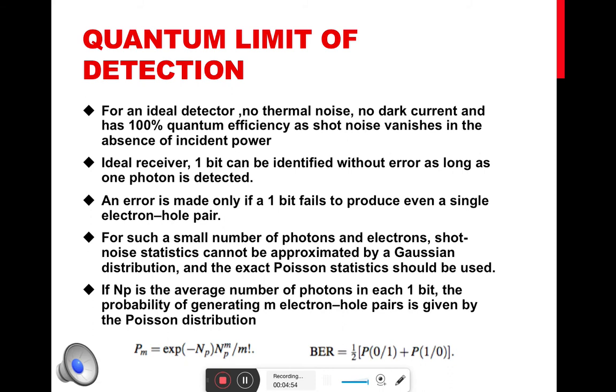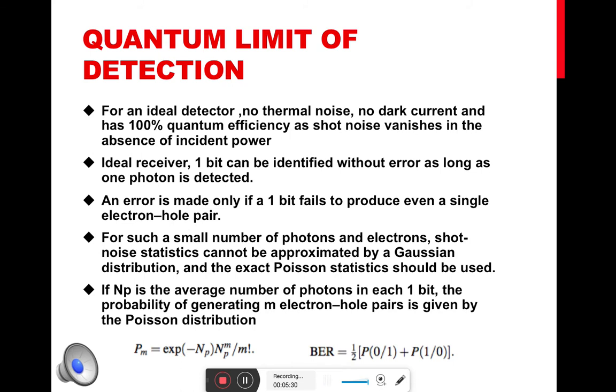And also for an ideal receiver, one bit is identified without an error as long as one photon is detected. That means when one photon is detected, we have identified one bit without any error. An error comes up for the receiver only if a bit fails to produce even one electron hole pair or photogenerated carrier. For such a small number of photons and electrons, shot noise statistics cannot be approximated by a Gaussian distribution.